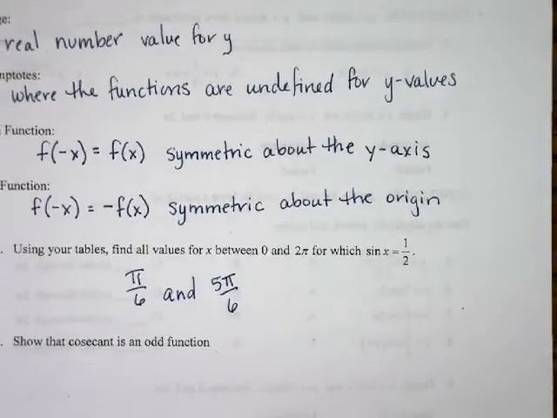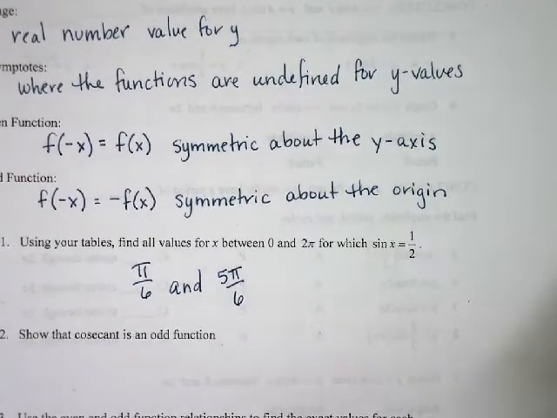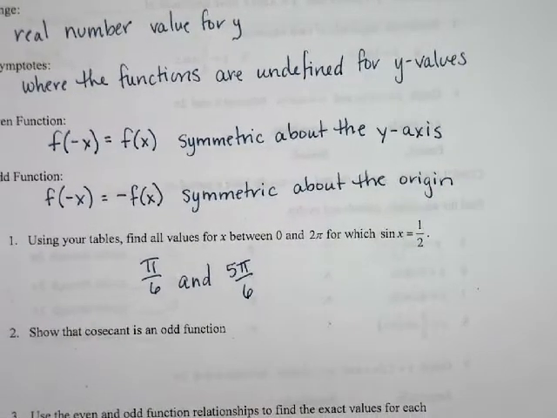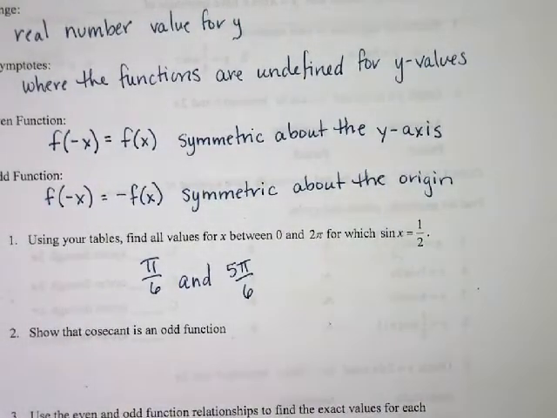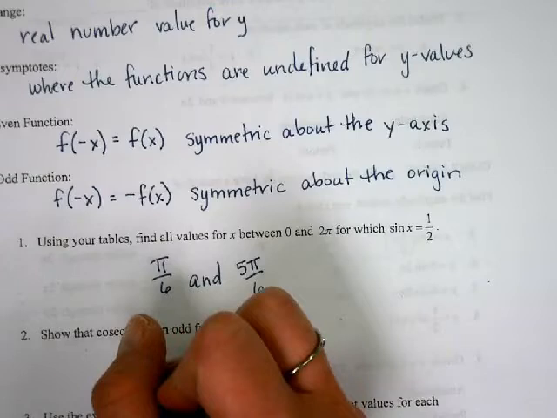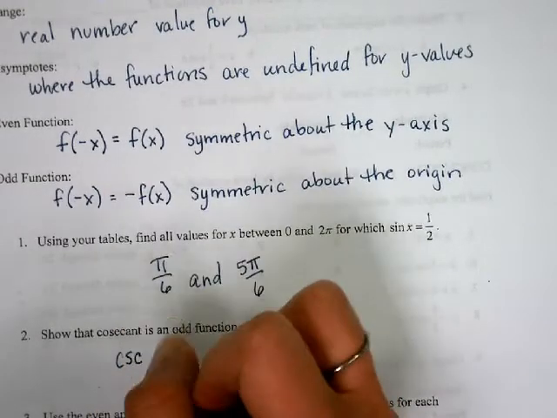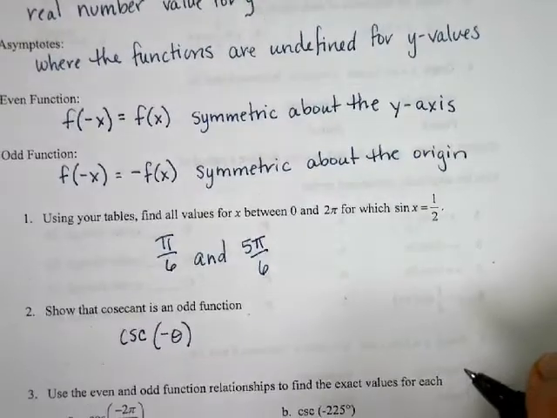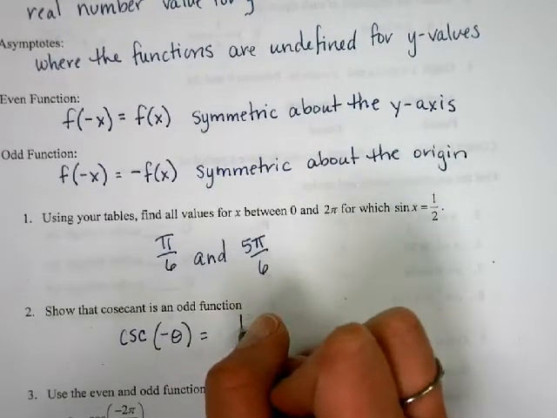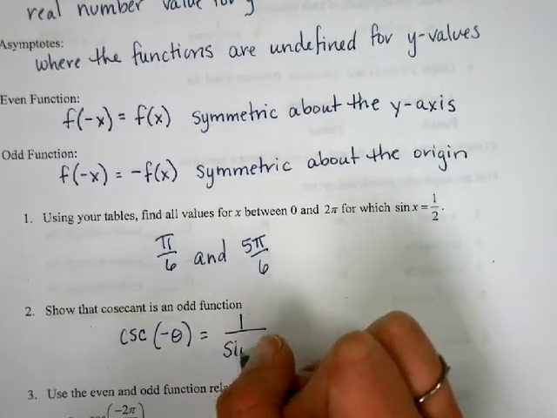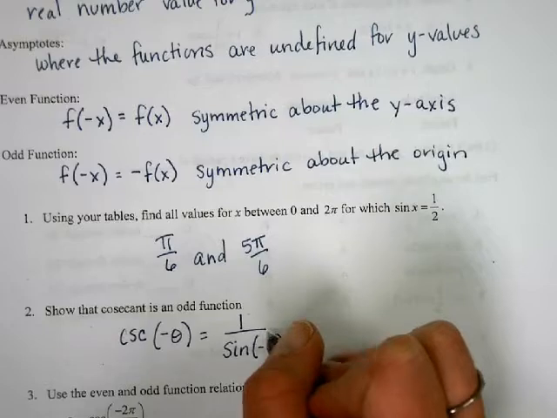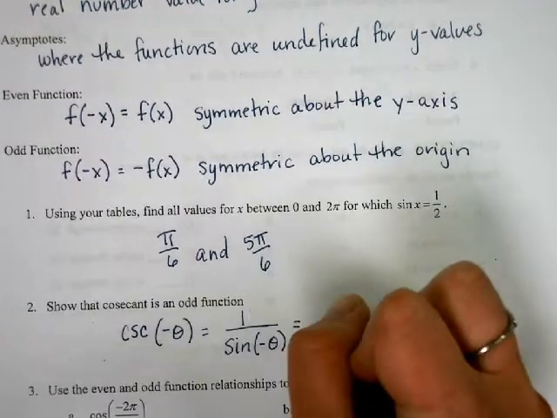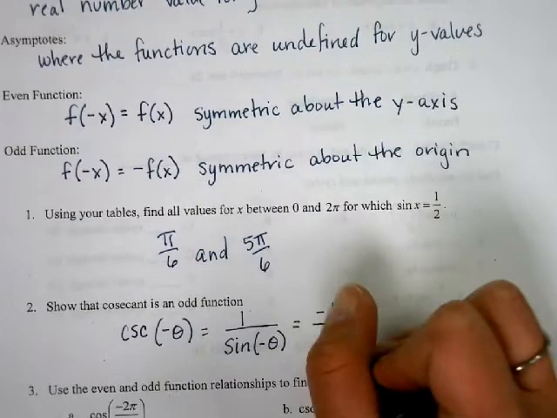Then it says show that cosecant is an odd function. Okay, well, cosecant. If I plug a negative angle in for cosecant, that would be the same as if I did that guy. And remember, signs matter to sine. So I'm going to pull that negative one out front. So that negative becomes cosecant.